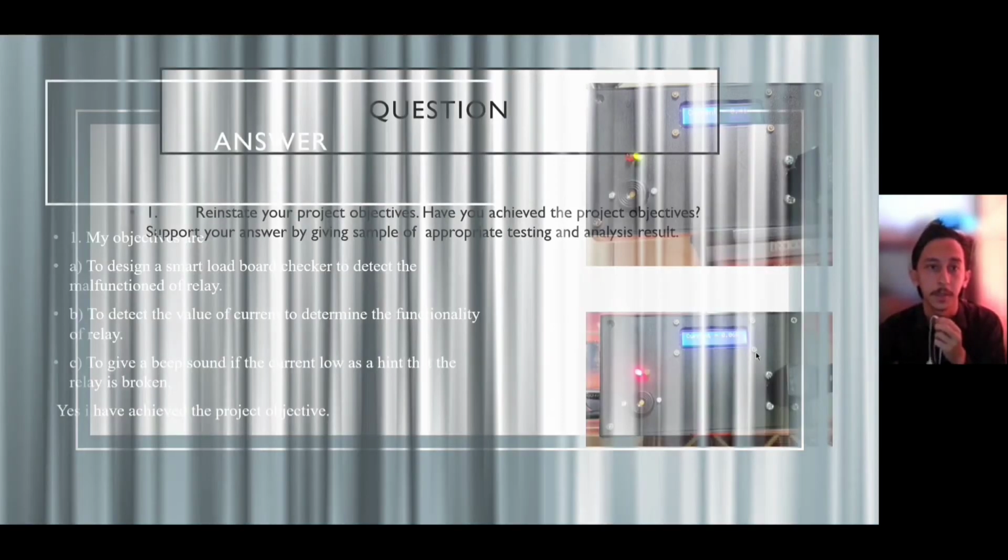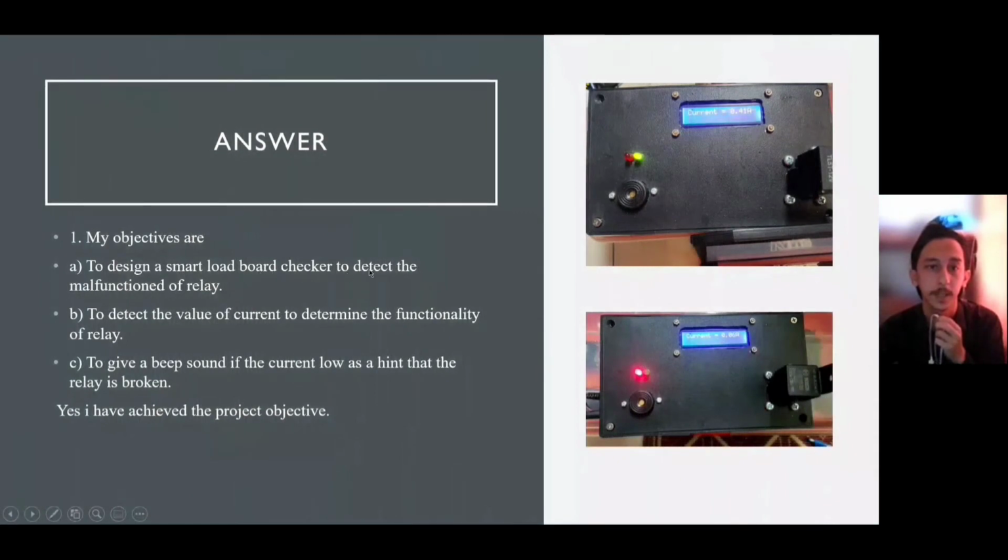My first objective is to design a smart load board checker to detect the malfunction of the relay. Second, to detect the value of current to determine the functionality of the relay. And the last, to give a beep sound if the relay is low, which shows that the relay is broken. Yes, I have achieved the project objectives. For the first and second objectives, in this picture, I have designed a smart load board checker to detect the malfunction of the relay. Second, it will display the value of current to determine the functionality of the relay.